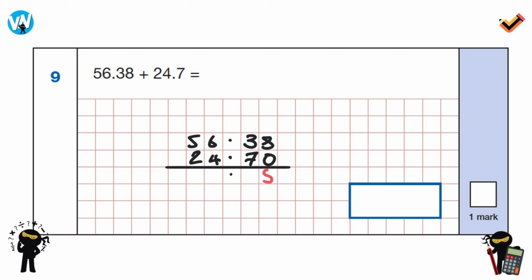8 add 0 is 8. 3 add 7 is 10. So we're going to bridge over the decimal into this column. 6 add 4 is 10. Add the 1 is 11. Carry the 1. 5 add 2 is 7. Add the 1 is 8. So we have 81.08, and we must put the answer in the box. It must go in here, 81.08. And again, autopilot, simple, job done.